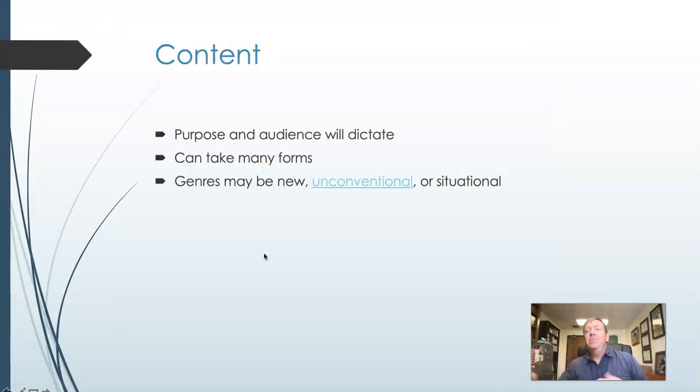And it may be situational. In other words, it might be written just for one moment in time, and it can only be used in that one moment in time. You'll never have to worry about it again.